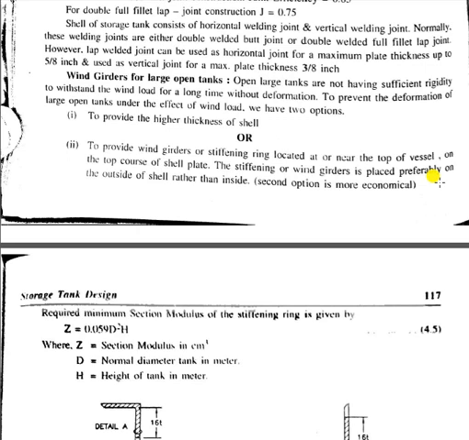On the top course of the shell plate, the stiffening ring or wind girder is placed, preferably on the outside of the shell rather than the inside.